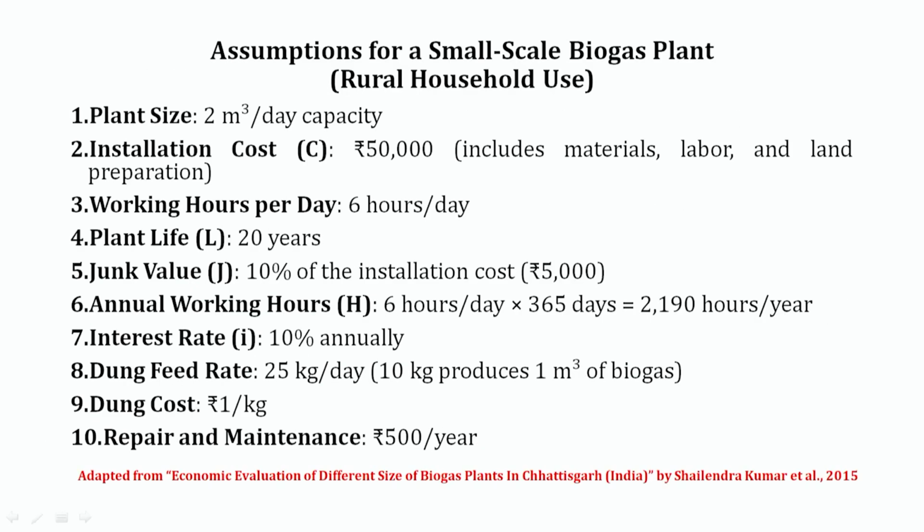So here we are assuming the plant size. We are dealing with a 2 cubic meter per day capacity, meaning that gas production will be 2 cubic meters per day. The installation cost will be 50,000 rupees, which includes the material, the labor for installation itself and the land preparation. Thereafter, for the working hours per day, we are assuming 6 hours per day on a daily basis. Thereafter, the plant life will be treated as 20 years.